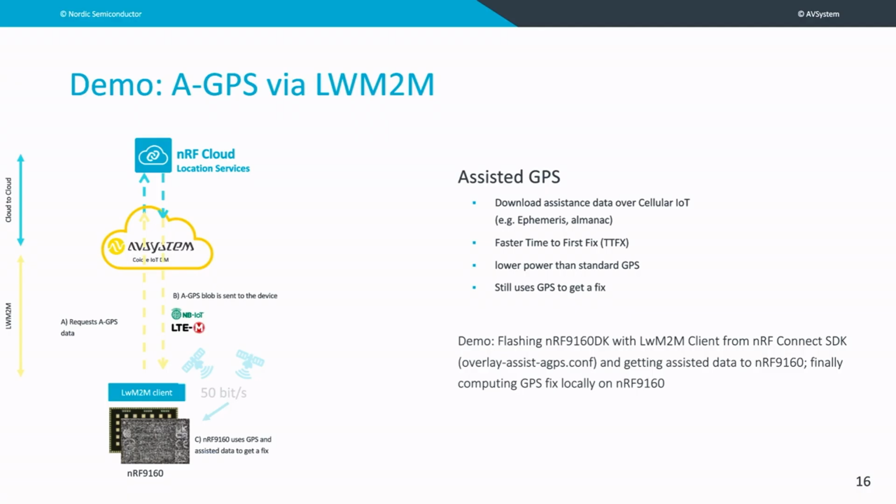Okay, then let's check the second part of the demo. So that would be HCBS through the AVSystem. It works quite similar to the cell-based location, but this time we are only getting assistance data from the cloud, and that will be fed into the GNSS module, and then later on we will get a faster fix time to the GPS.